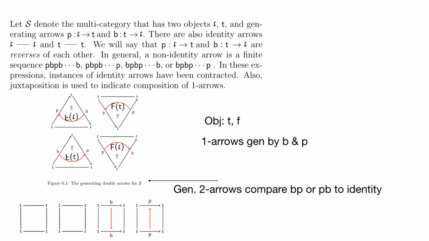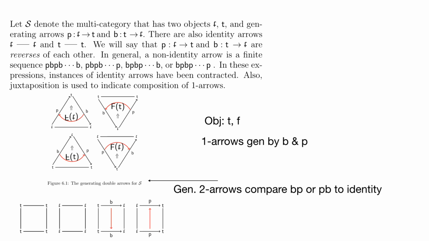There are also identity arrows, because we have to have a category, so we have to have identity arrows on F and identity arrows on T. And we're going to say that P and F are reverses of each other. And so a non-identity arrow in this category is just a sequence of letters, either P, B, P, B, and so on. It could start with P and end in P, start with P and end in B, start with B and end in B, or start with B and end in P. And those expressions, instances of identity arrows, are always contracted. Juxtaposition is used to compose one arrows.